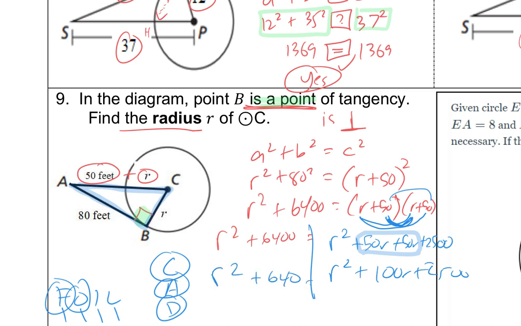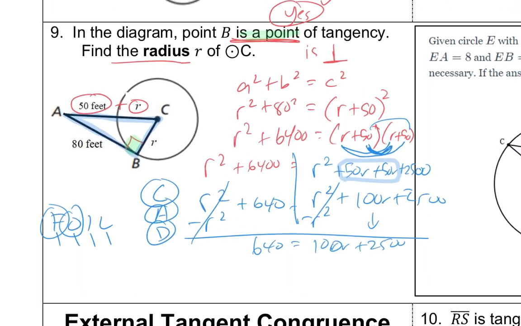Okay, so let's think about what we're trying to do. We're trying to solve for r, right? If we have an r squared over here and an r squared over here, let's just move that over here. We're going to subtract r squared from both sides. That cancels out. Now we just have 640 equals 100r plus 2500.